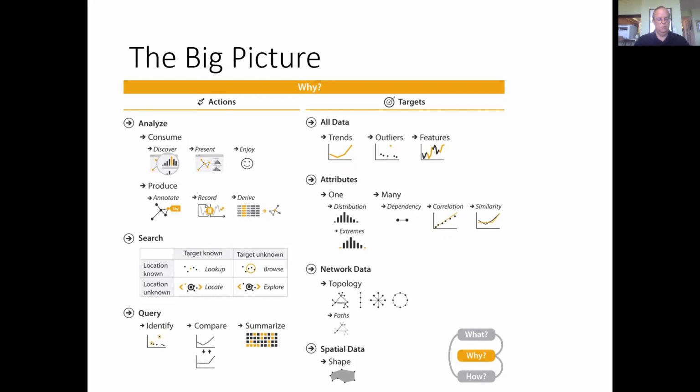And in terms of attributes, these are specific properties that are visually encoded. We may want to look at a single attribute in order to find its statistical distribution or whether there are some extremes within that attribute. Or we may want to look at many different attributes in order to see if there's similarity or a correlation. And remember, correlation is not causation. And last but not least, we may want to look at attributes to see how they relate to one another in network data or in topologies. Or, if it's spatial data, is there a particular shape that stands out?